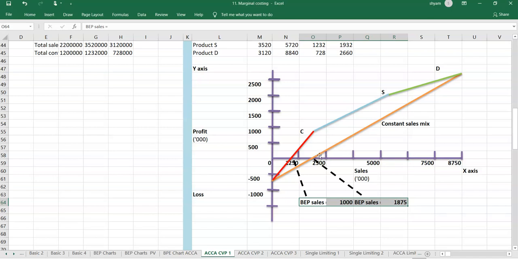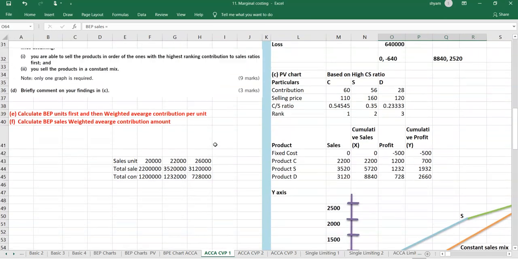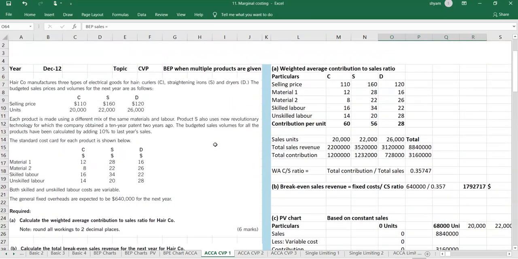Whether it's the weighted average CS ratio or the individual CS ratio, it will break even sooner if it has a higher CS ratio, or PV ratio. So that's about this concept and this sum. We have ended this sum here, so we'll move on to the next problem.